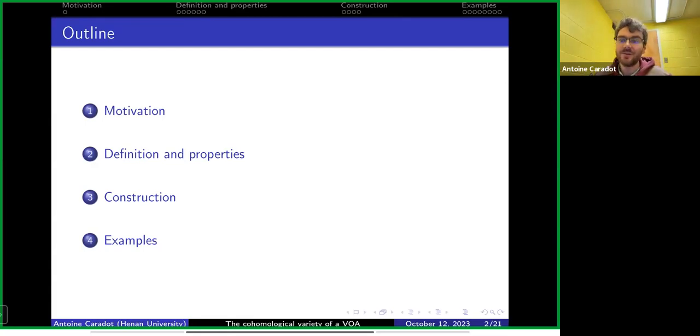Then I will give some definition on how to construct the main object, this cohomological variety, and some of its properties, what we found on the internal structure of this object. Then the two main parts will be parts 3 and 4, where I will first give a construction on how to obtain information on this object, because the definition is a little involved, and at first you don't see how to get information on this. And finally, I will give example on how to apply this construction to two main examples, namely the Virasoro vertex algebra and the simple affine vertex operator algebra.